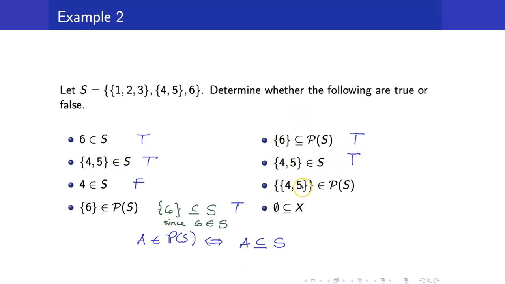This is true. Next, the set containing the set {4, 5}. Is that an element of S? So now we have a lot of braces here, so it starts to be confusing now. If we just look at this one, if you want to remove the power set here, so this is saying {4, 5}, the set.